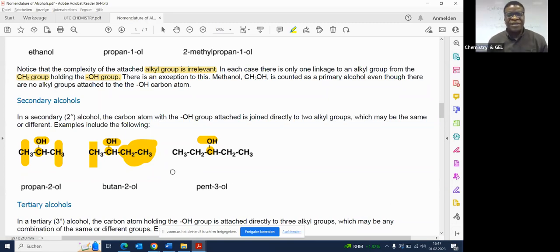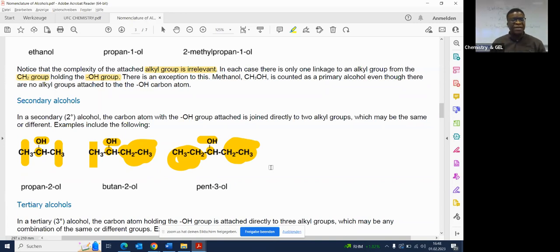Okay. Now let's have a look at this one here. This is a secondary carbon, which produces secondary alcohol. Why? Because this carbon is attached to an alkyl group here called ethyl group, and even here, ethyl group. Okay, that's why these are called secondary alcohols.